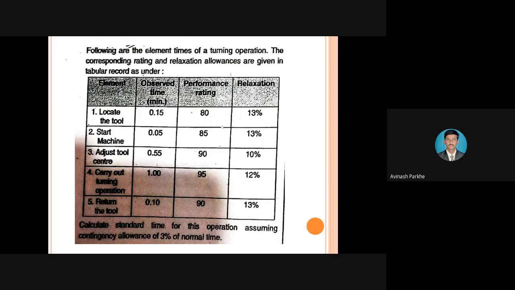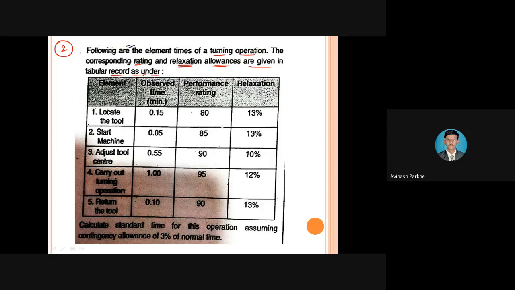Now, second problem. Straightforward problems are there, with somewhat modifications. Let us see. Following are the element times of the turning operation. So whatever the task is, the turning operation is there. The corresponding rating, meaning performance rating, and relaxation allowances are given in the tabular record as under. The performance rating of each activity is given, and relaxation allowance is given.